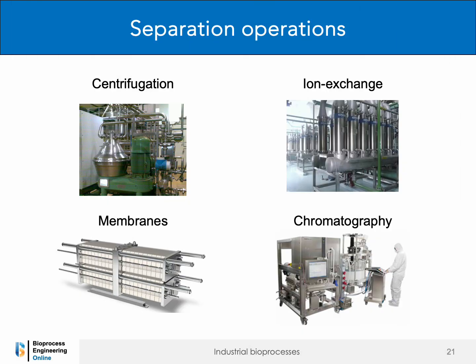The downstream section of bioprocess comprises separation operations dedicated to the recovery and purification of products. Among these, traditional separation methods from chemical engineering are employed, encompassing precipitation, crystallization, adsorption, ion exchange, and distillation.